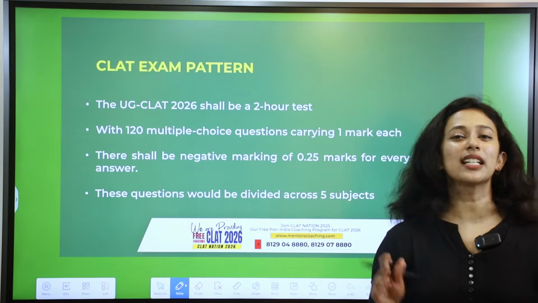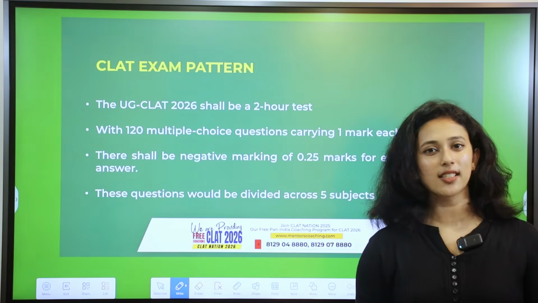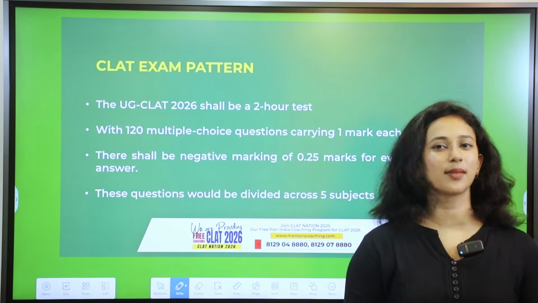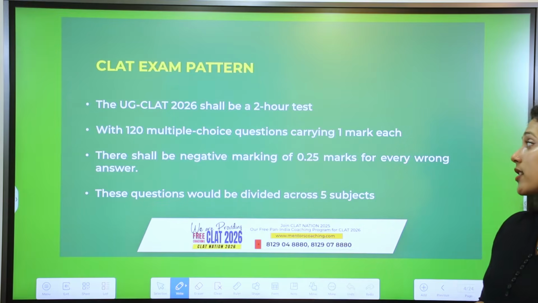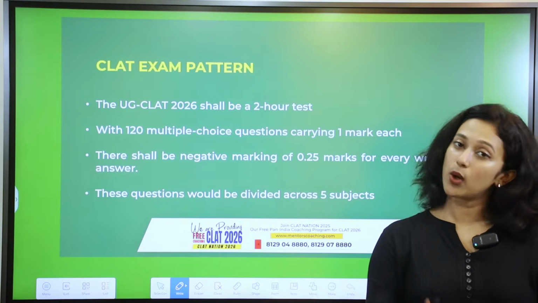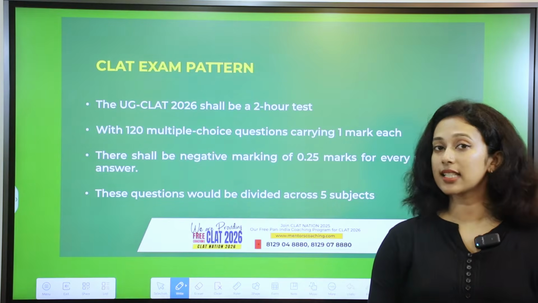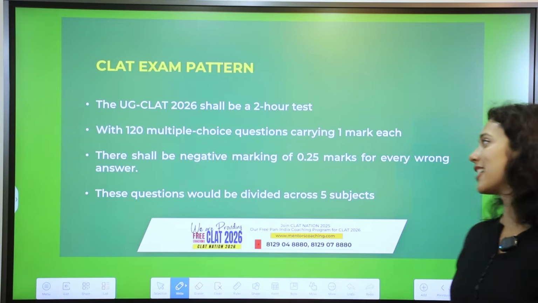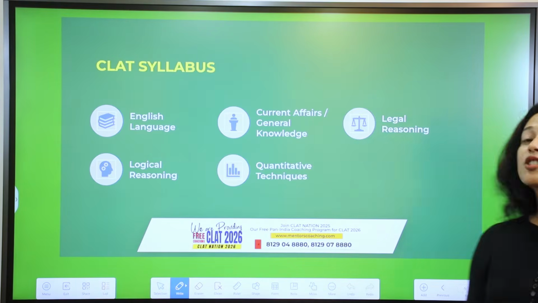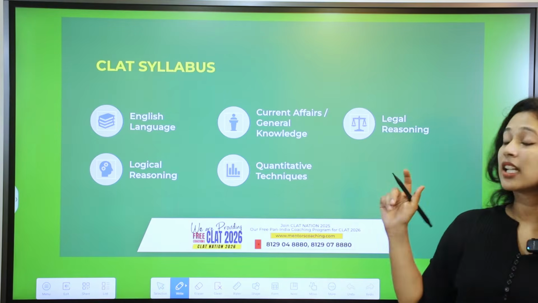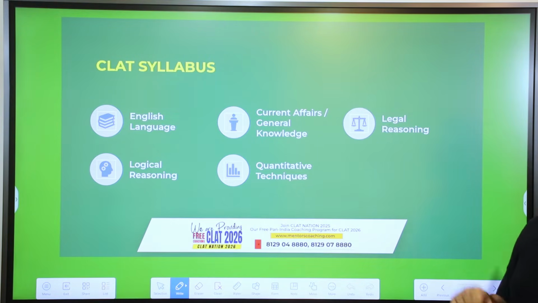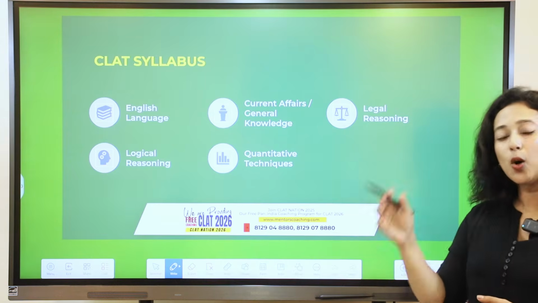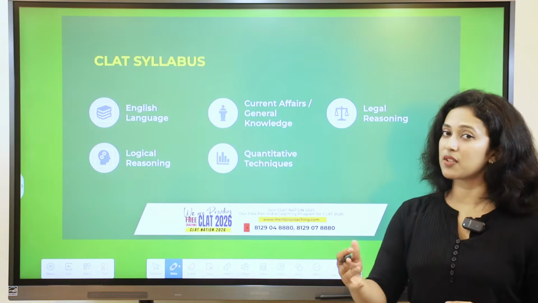Getting into the CLAT exam pattern, you have 120 questions in 120 minutes. So basically, you have 1 minute per question, that is 2 hours. It is multiple choice, and for every right answer, you get 1 mark, and for every wrong answer, you will be deducted 0.25 marks. That is, to lose 1 mark, you have to make at least 4 mistakes. It covers 5 subjects: English, logical reasoning, legal reasoning, quantitative analysis, and general knowledge, that is, current affairs. Now let's take a look at how many questions might be asked from each section.